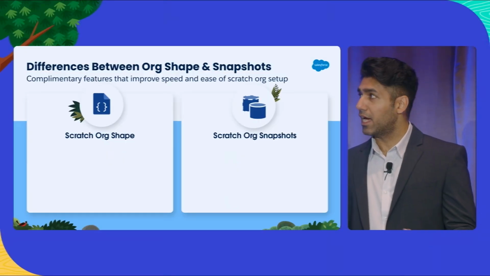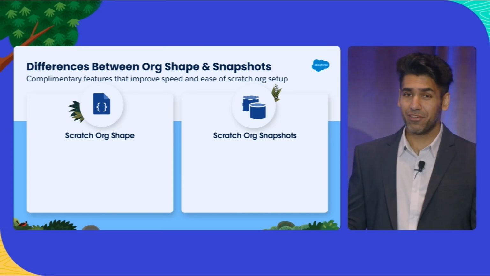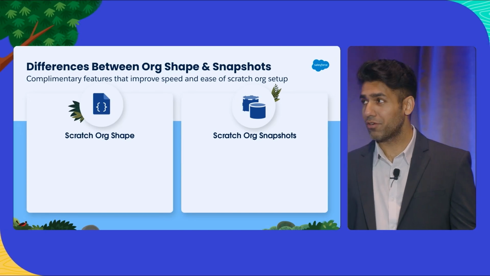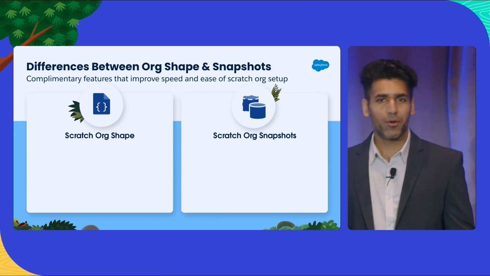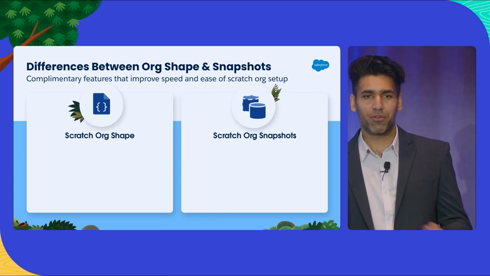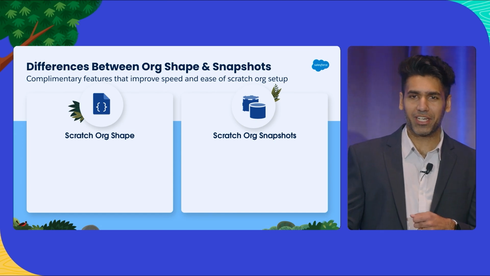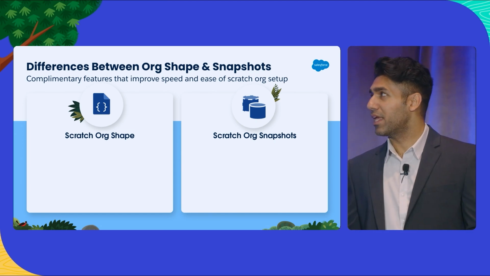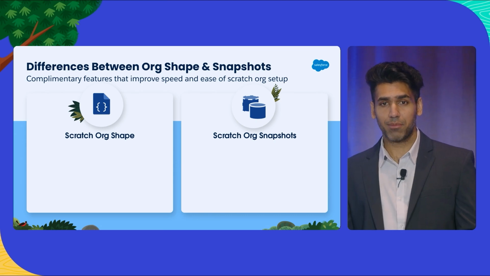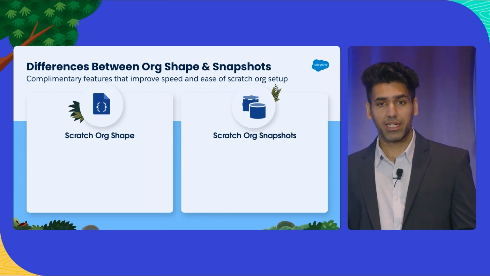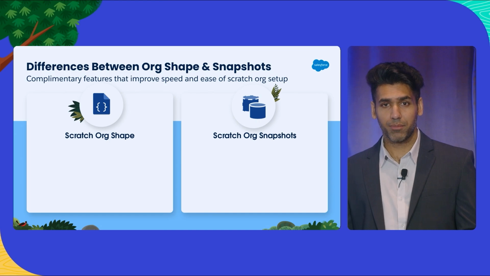All right. Now, I know, again, it could still be confusing. I get a lot of questions saying, well, why does Shape not copy over metadata? Why can I not get a shape of a sandbox org? Why can I not get a shape of a Scratch org? And so there are some key differences to remember here, right? Shape and snapshots, they work in tandem. They're complementary features, but they have some key differences between them.